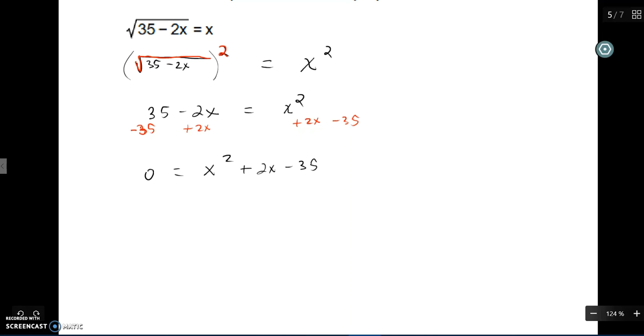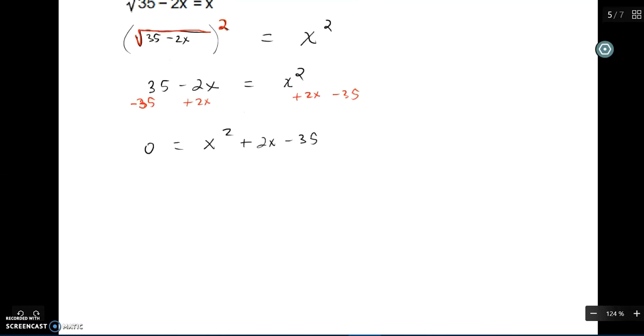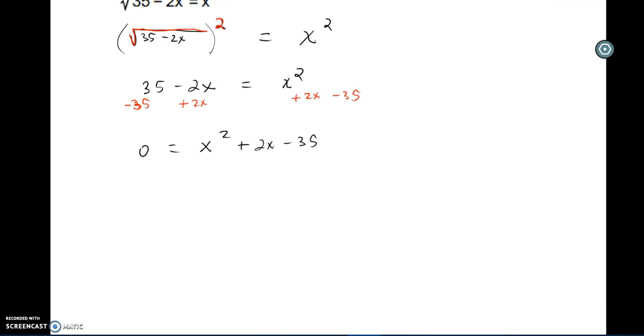Now, the very act of squaring both sides of the equation could introduce an extraneous solution, which just means you could introduce a solution to this new equation. The new equation is 0 is equal to x squared plus 2x minus 35. We might have a solution to this that is not a solution to the original equation. So just by squaring both sides, we have to be careful and check all of our solutions, because one of these, or maybe both, could be extraneous. Actually, it won't be both, but you should check both.